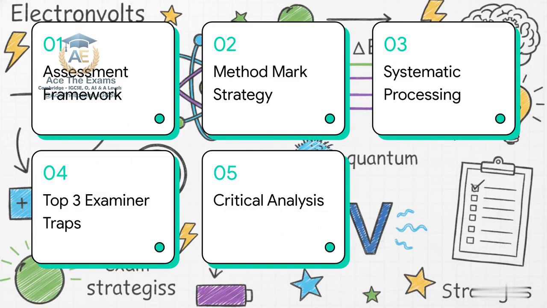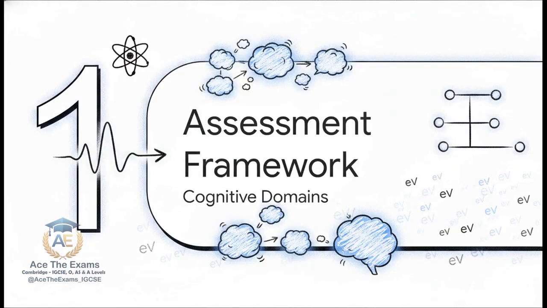So, here is our blueprint for today's explainer. We'll be covering the quantum assessment framework, mastering the method mark, systematic processing steps, the top 3 examiner traps, and finally, critical analysis mastery. Let's kick things off with Section 1, the Quantum Assessment Framework.